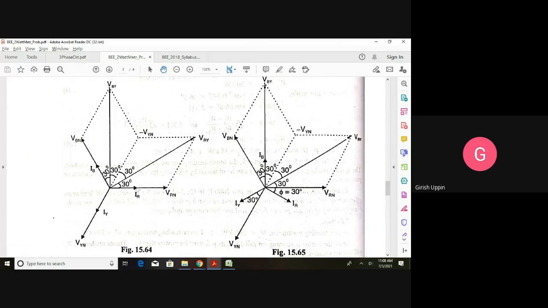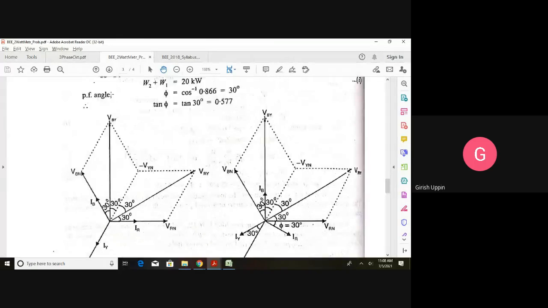Both wattmeters reach the same value. This is the phase voltage and the phase current, both in phase, and this is how we get it. This is VRN, VYN, VBN, and so on.